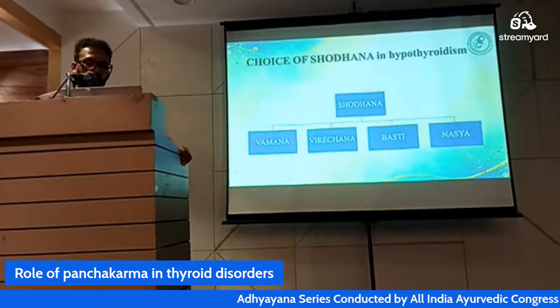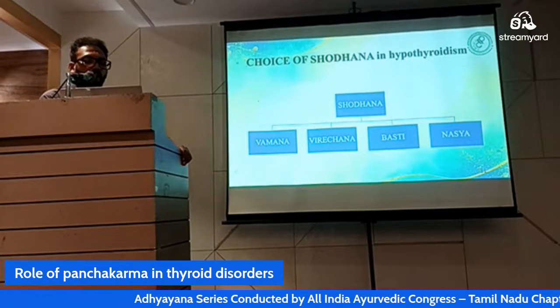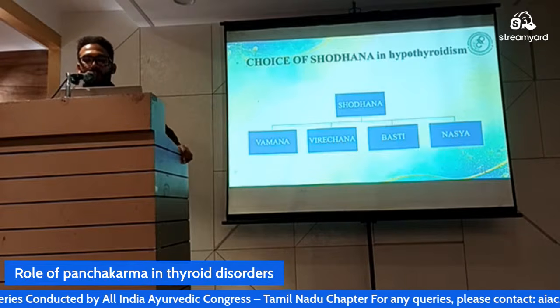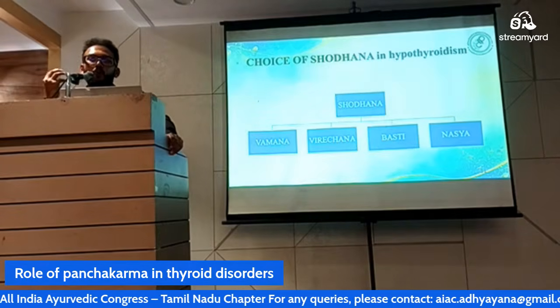Next is on the curative. So in curative, we have a choice of Shodhanas. We have Vamana, Virechana, Shodhana Niruvasti and Nasya. So how to select?